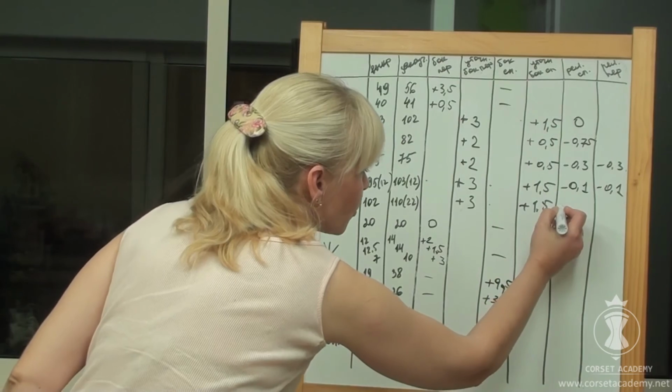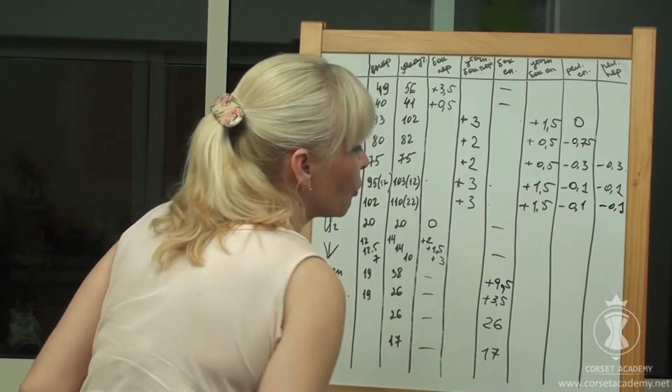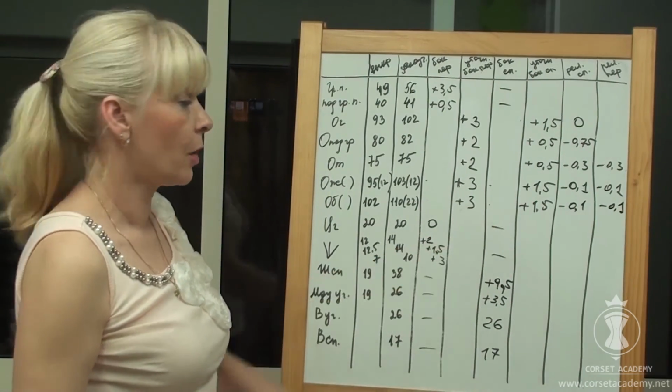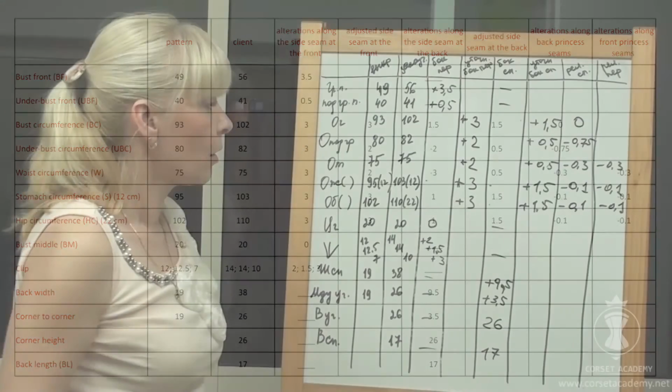This 1 centimeter can be distributed between the 4 raw edges of the back princess seams and the 4 raw edges of the front princess seams, i.e., it can be divided by 8. Thus, I need to shift each side of each front and back princess seam 0.1 centimeter inwards. I write -0.1 centimeter in the table.